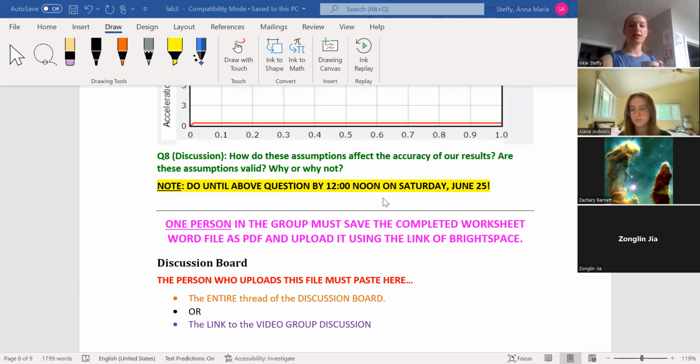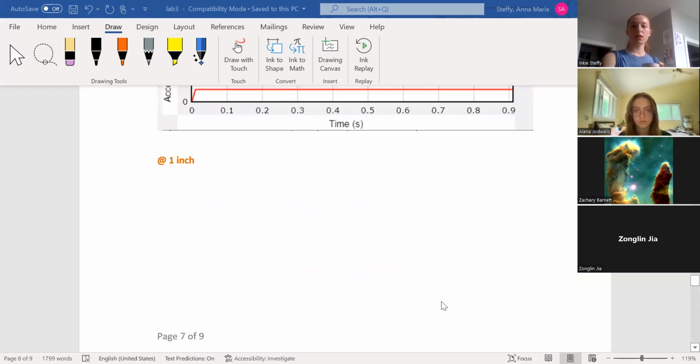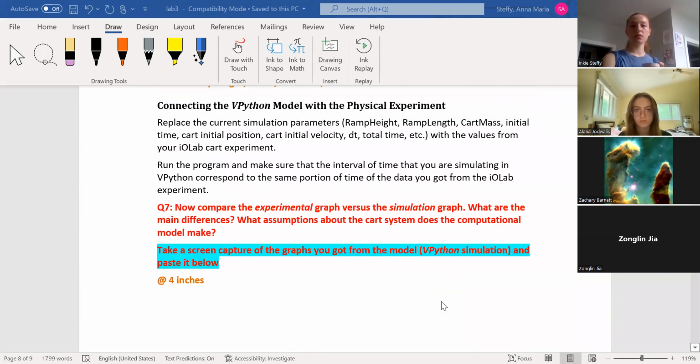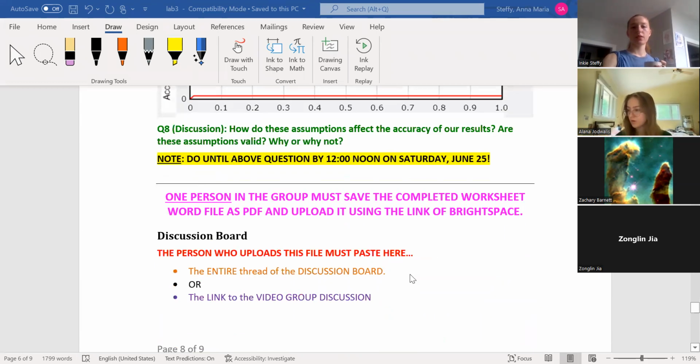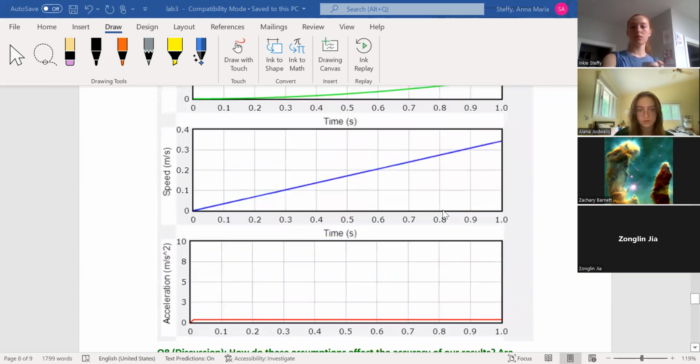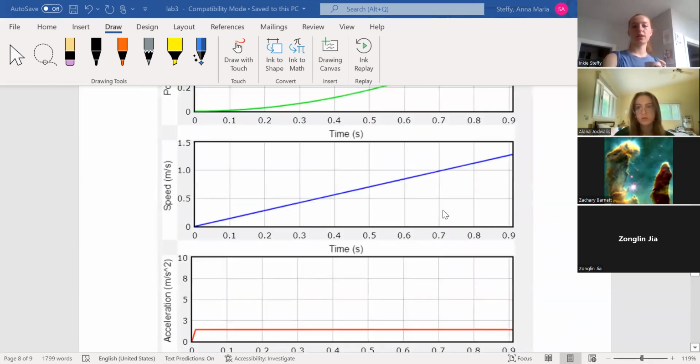And then we have our last discussion question. It says we're going to compare the experimental graph versus the simulation graph. What are the differences and assumptions? This last discussion question asks about those comparisons we made and the assumptions. So did anyone want to talk about how their graphs compared?